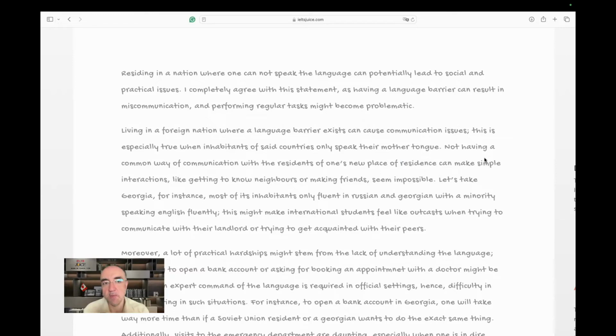can make simple interactions. Interaction is a good word. Like getting to know neighbors, spelled in British English, or making friends, seem impossible. Oh, I was about to say to delete this comma, but no, this is very good control. This is a bracketing comma. I can read the whole thing without reading this part. I can say, new place of residence can make simple interactions seem impossible.